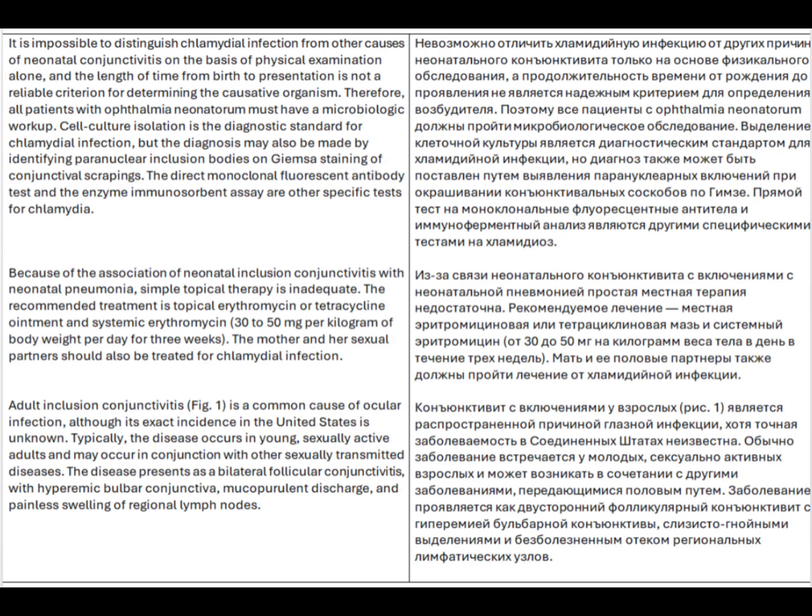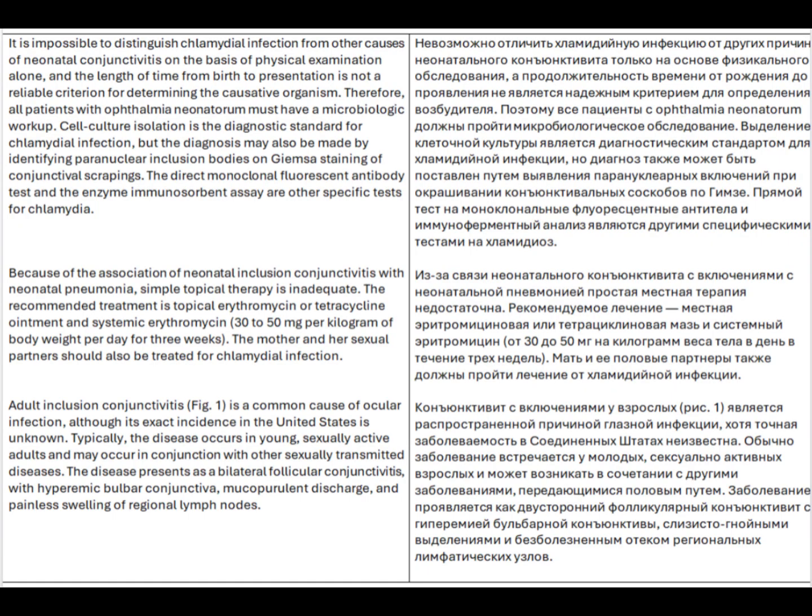Cell culture isolation is the diagnostic standard for chlamydial infection, but the diagnosis may also be made by identifying paranuclear inclusion bodies on Giemsa staining of conjunctival scrapings. The direct monoclonal fluorescent antibody test and the enzyme immunosorbent assay are other specific tests for chlamydia.